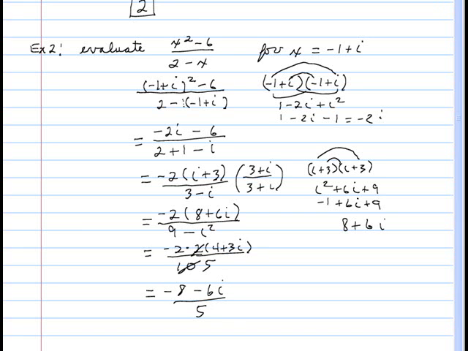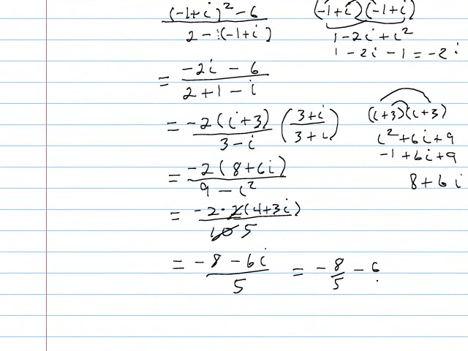Now, that's a good final answer. However, that is not the form of a complex number. So if I want my final answer in the form of a complex number, I write negative 8 fifths minus 6 fifths i, and that is the form a plus bi. So that is the standard form of a complex number, and this problem is complete.